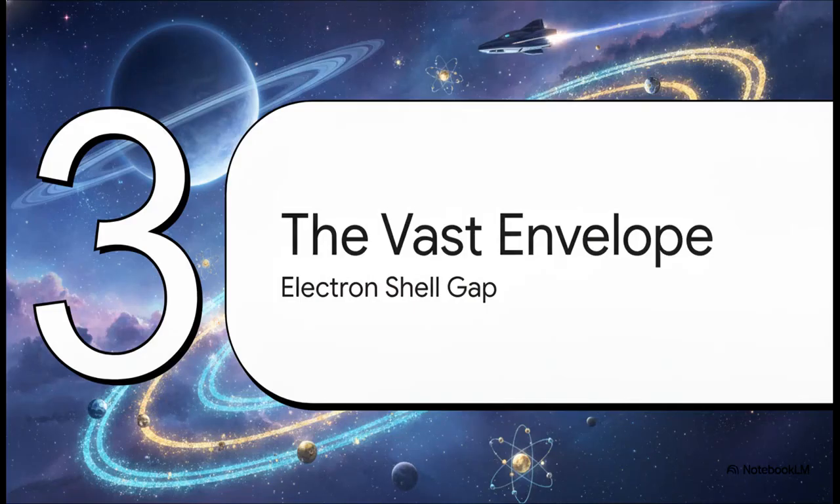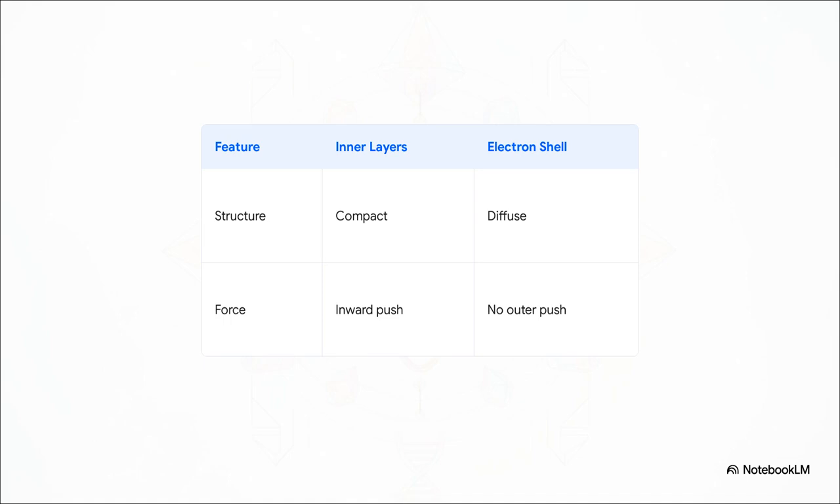All right, we've built the incredibly dense, tightly sandwiched nuclear core. Now, in section 3, the vast electron envelope, we arrive at the climax of our atomic construction project, the outermost layer. To really understand the whole atom, we have to compare those compact inner nuclear layers we just built with the outermost electron shell. And the key difference here? It's all about external forces.